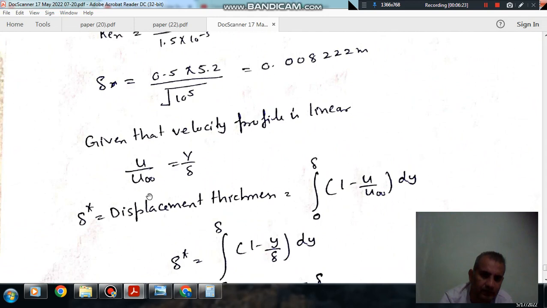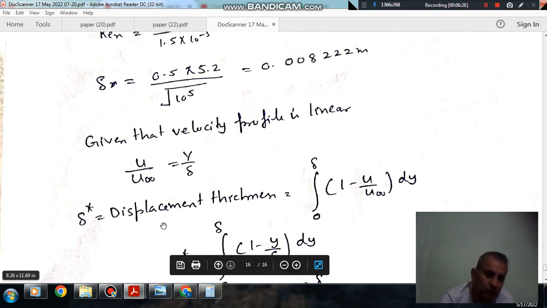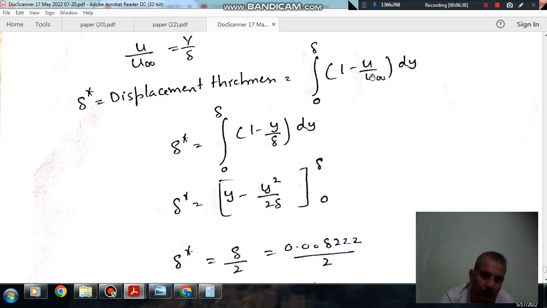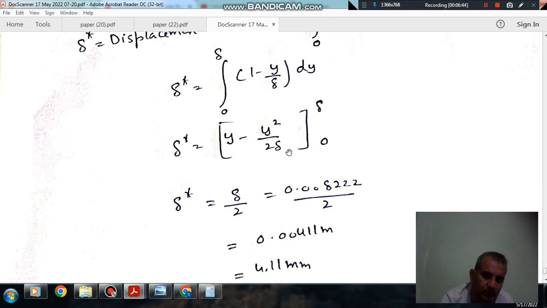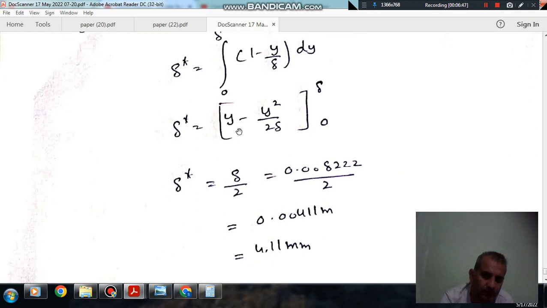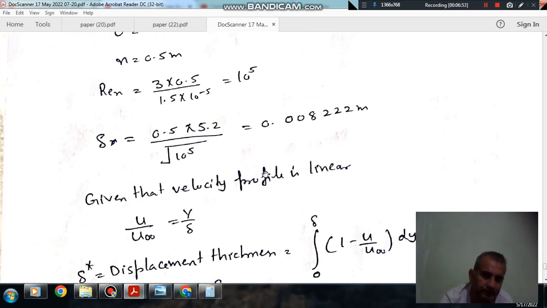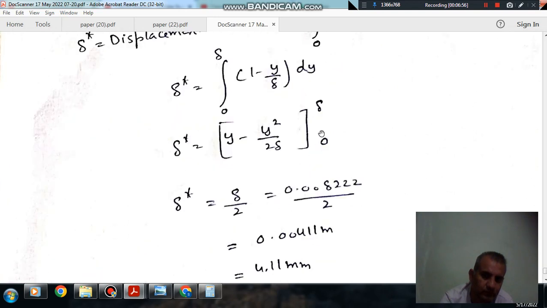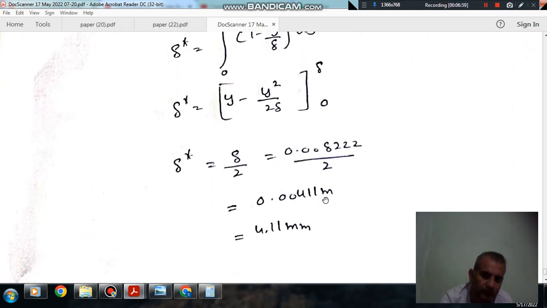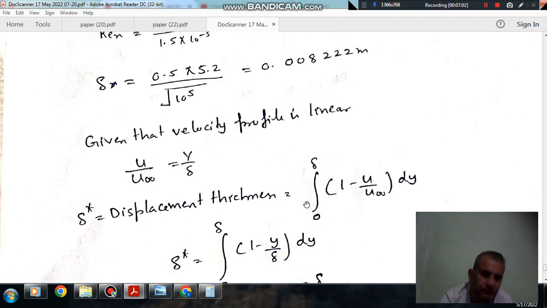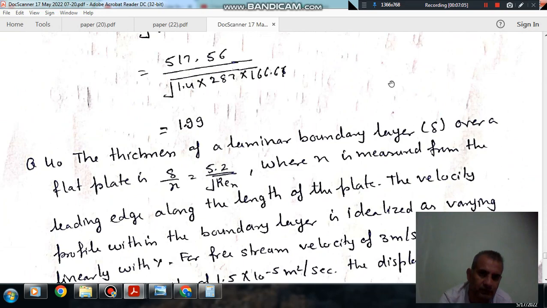Now it is given that the velocity profile is linear. So it means that the velocity profile is like that, u by u infinity equals y by delta. For displacement thickness, we know that it is the integral of 1 minus u by u infinity dy with limits 0 to delta. Putting the value of u by u infinity, that is y by delta, and integrating, that will be y minus y square by 2 delta from 0 to delta, or it will be delta minus delta by 2. Now delta is 0.00822, so half of it is 0.00411 meters, that is 4.11 mm. Okay, so the answer is 4.11 mm.